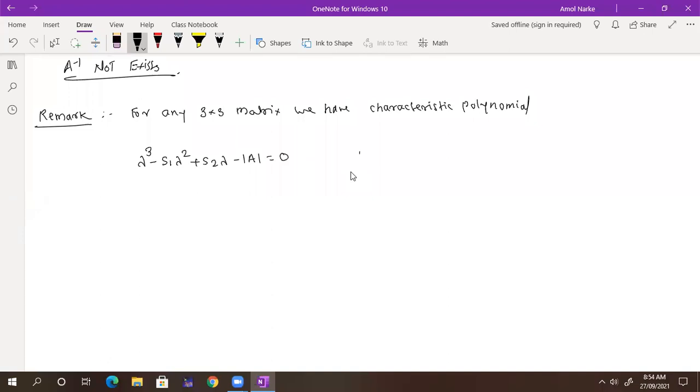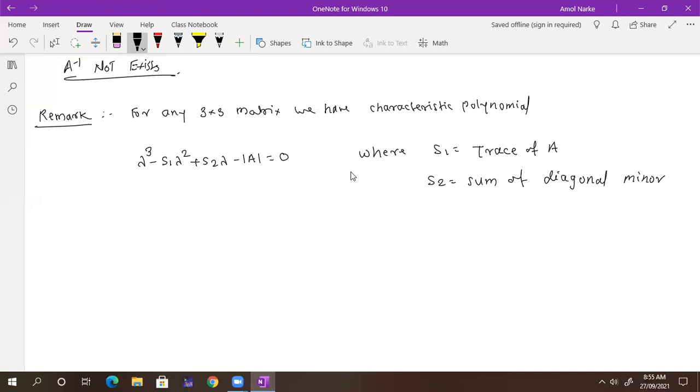Where, what is S1? Sum of the main diagonal elements. So we call that trace of it. Very good. Yes. What is S2? Sum of the diagonal minors. And determinant of A you can calculate. See, even if determinant of A is equal to 0 for any 3 by 3 matrix, this will directly become 0, so you are not getting identity matrix, and again you are not able to find the inverse.